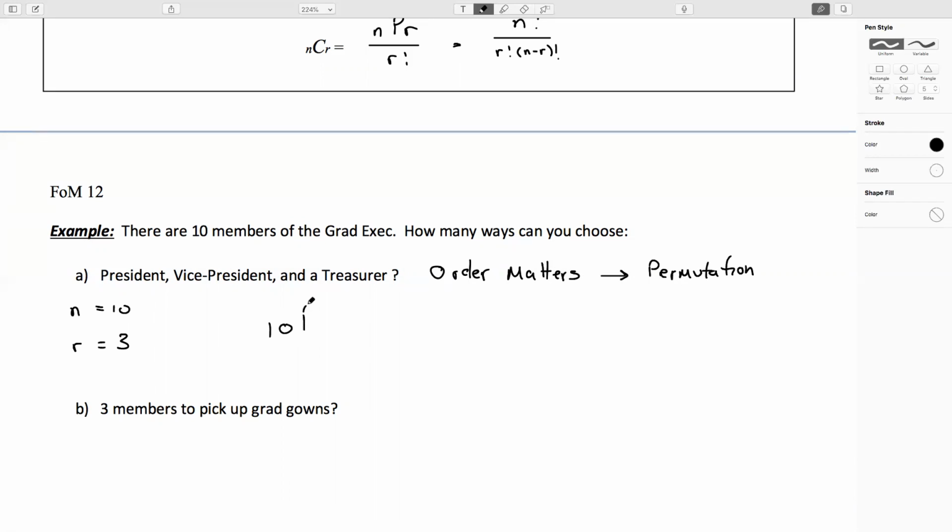Solving this, it would be 10P3. We're picking 3 from 10, which is going to lead us to 720 permutations.